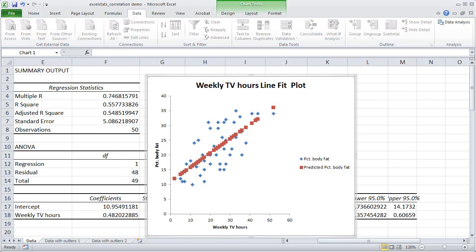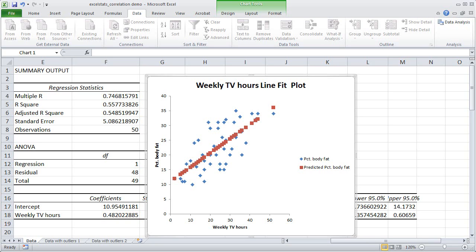Another handy use for the slope, remember here it's this 0.48, is to indicate how much whatever is on the y-axis changes each time whatever is on the x-axis changes. So in this example, each time a person's typical weekly time spent watching TV increases by 1 hour, we can expect the person's percentage of body fat to increase by 0.48 of a percentage point, or about half of a percentage point.